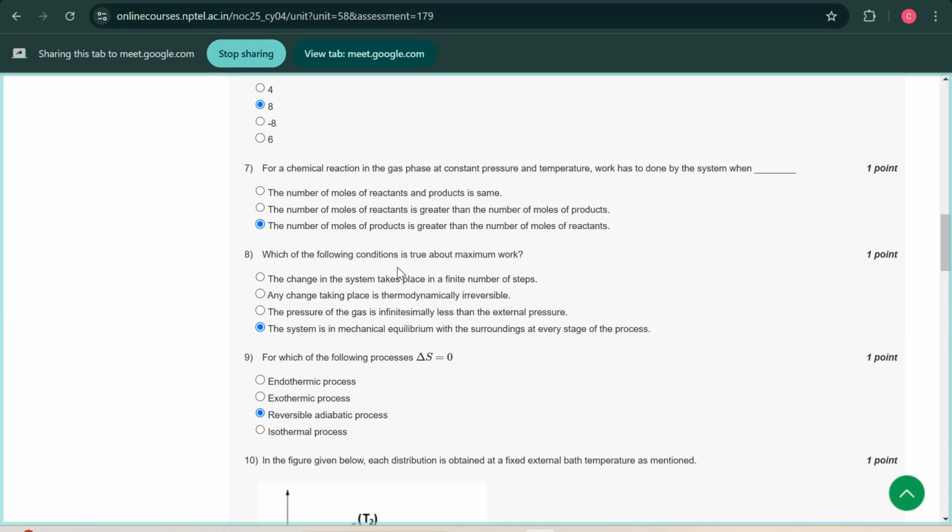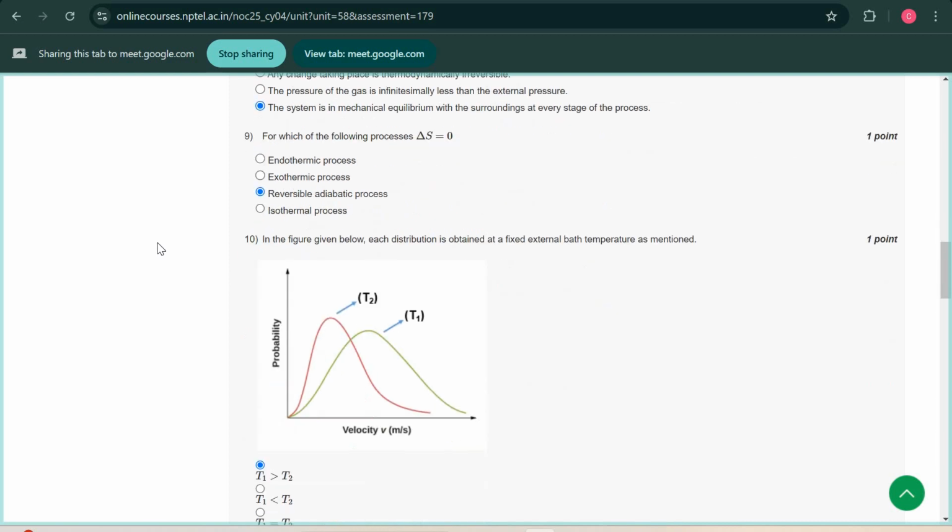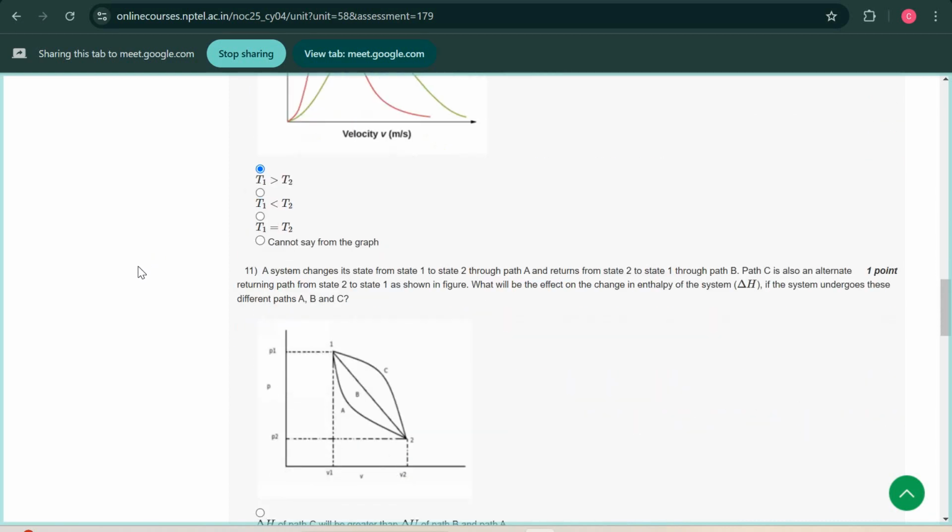The second thing, for maximum work, just remember this: work done is maximum in the reversible path. So you have to find the option that tells you it is a reversible path. Since they're saying there is mechanical equilibrium with the surroundings at every stage of the process, which is the definition of a reversible path, the final option is the answer. Do you get that point?